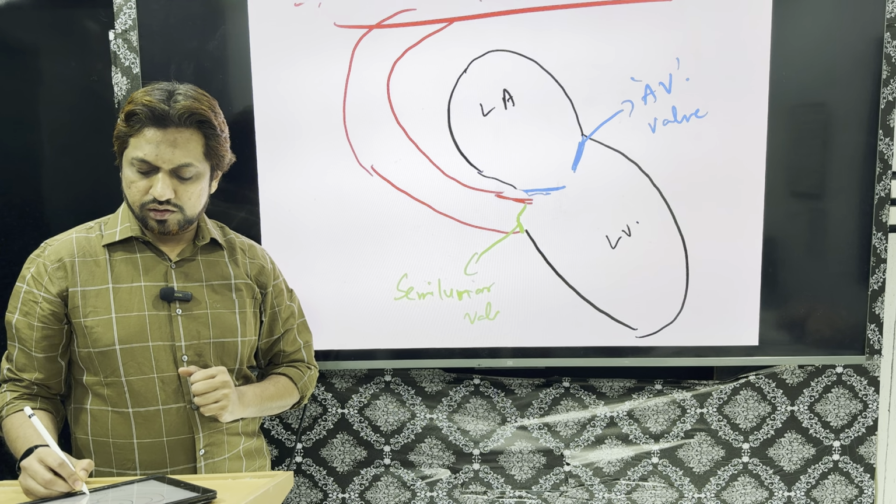Now after this, ventricular diastole will start. That is the fifth phase of the cardiac cycle, the protodiastole.